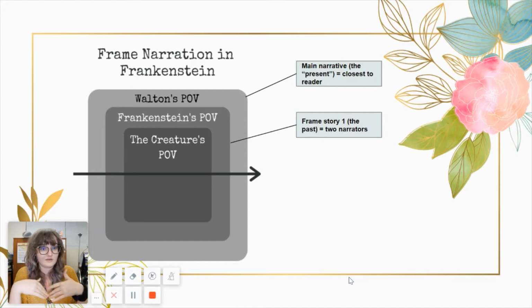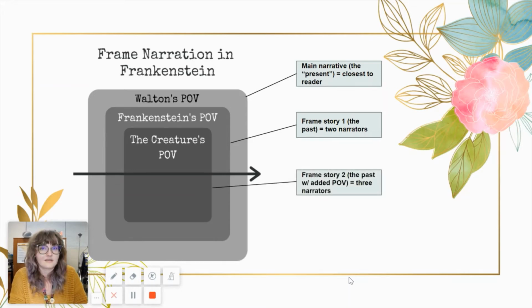And then, just to make matters even more complicated, we have a third frame story, which is the past with another point of view, the creature's point of view. So now we have the story of the creature, of Frankenstein's creation, and what he went through after he was created. And he tells that story to Frankenstein, who tells that story to Walton, who tells that story to us, the reader. So we are furthest from this inner frame narrative.